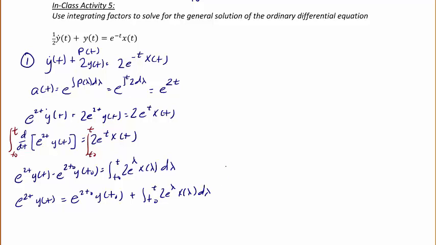And now I'm going to divide both sides of the equation by e to the 2t, and I'll have y of t is equal to e raised to the negative 2 times t minus t naught y of t naught plus e to the negative 2t times the integral from t naught to t 2 e to the lambda x of lambda d lambda.